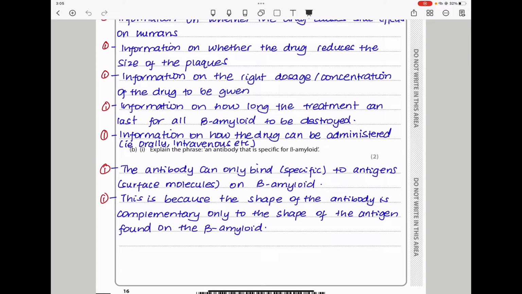In part B, explain the phrase, an antibody that is specific for beta amyloid. When they say antibody that is specific to beta amyloid, it means it's going to bind onto the surface of beta amyloid. So I say the antibody can only bind to specific antigens or surface molecules on beta amyloid, and this is because the shape of the antibody is complementary to the shape of the antigen found on the beta amyloid. Moving on.